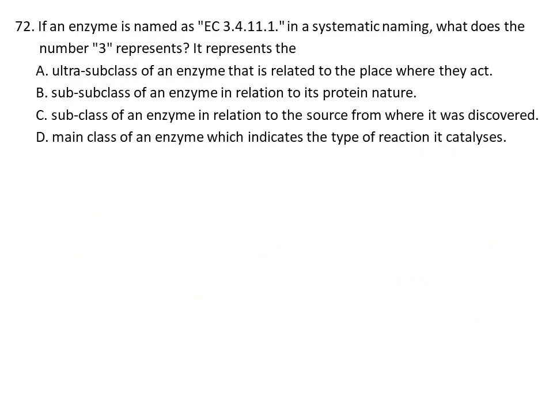Question number 72. If an enzyme is named as EC 3.4.11.1 in a systematic naming, what does the number 3 represent? It represents, so that should be D, the main class of an enzyme, which indicates the type of reaction it catalyzes. So that should be D.